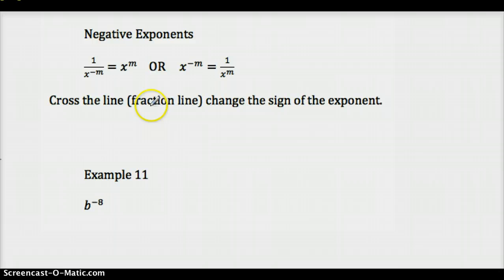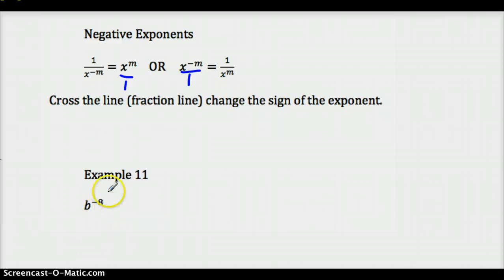Okay. And our negative exponents. You have 1 over x to the negative m, so you have a negative exponent on the bottom. What happens is you make that positive by moving it up to the numerator, and always remember you can put anything over 1, so I'll move that up to the numerator. If it's in the numerator to begin with, I can move it down to the denominator. So the shortcut is cross the line, the fraction line, change the sign of the exponent.